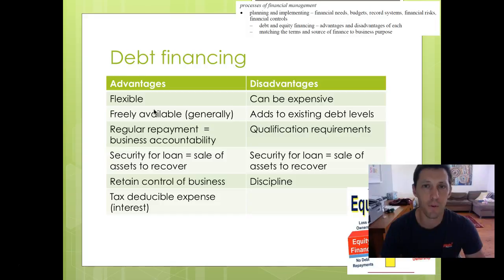And there are many different options. It's not just about going to your bank, not just going to National Australia Bank and trying to get a loan. There are many other options, which means it is quite freely available.